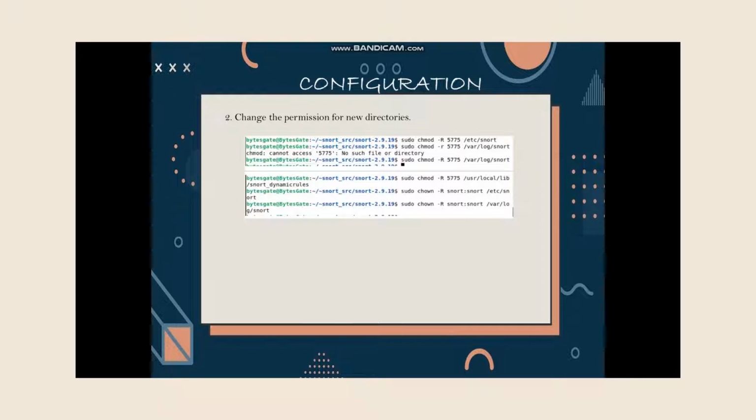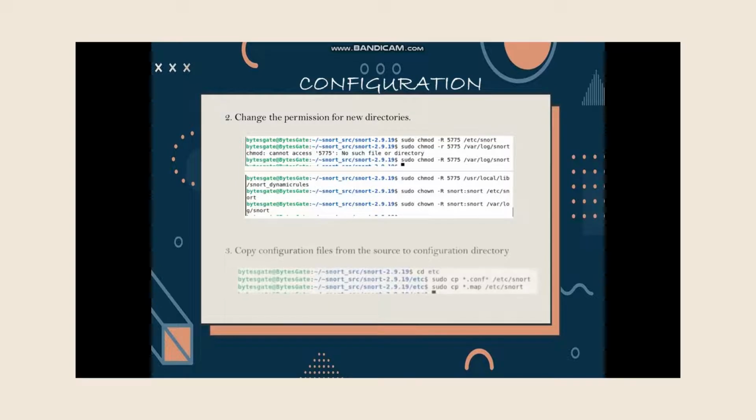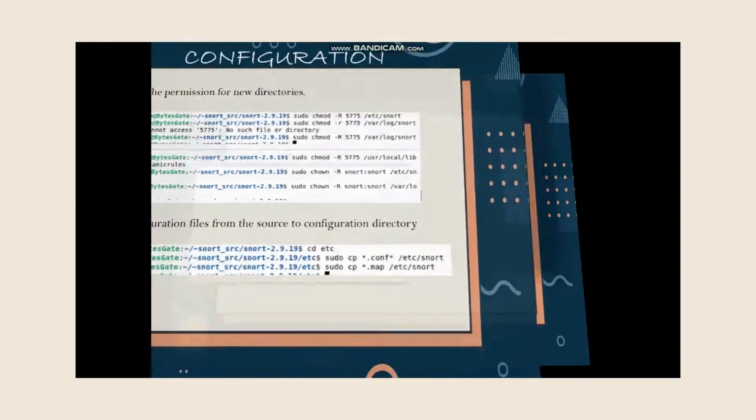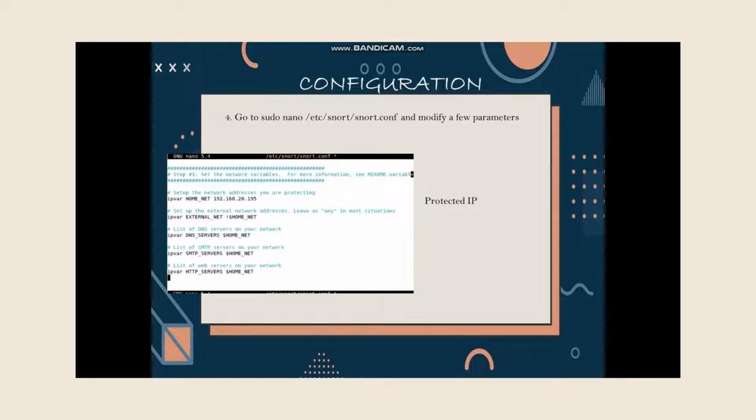Next, we will change the permission for the new directories by using the command sudo chmod -R 5775 and the path. For the third step, we'll copy configuration files from the source to the configuration directory. After that, we'll go to snort.conf to modify a few parameters.